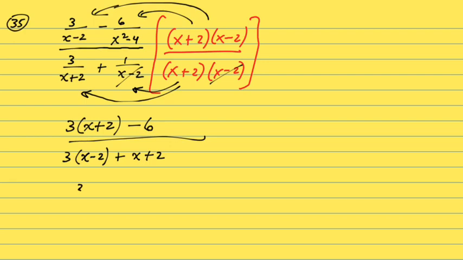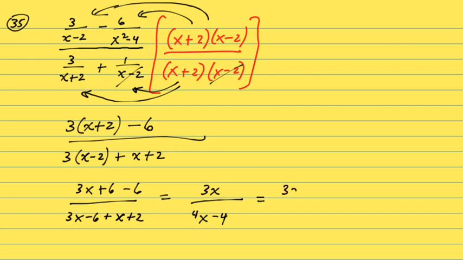So what does this give me? 3x plus 6 minus 6. So is that just a 3x on top? On bottom, you get 3x minus 6 plus x plus 2. 3x plus 1x is 4x. Negative 6 plus 2 is negative 4. So I think the answer the book is going to have would be something along these lines.